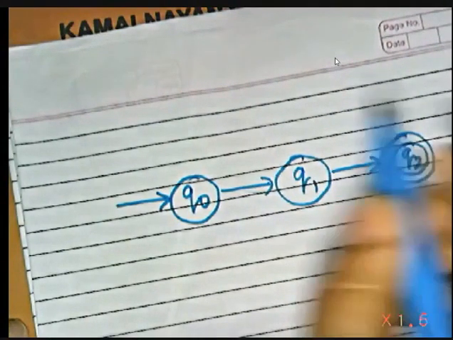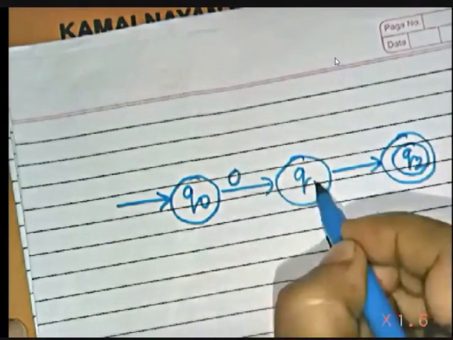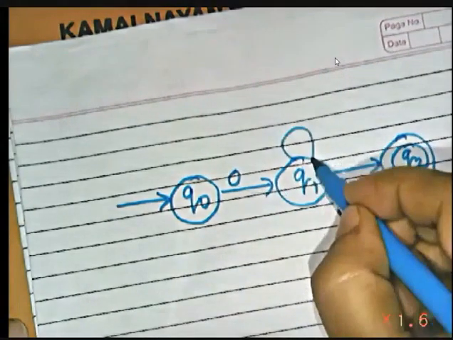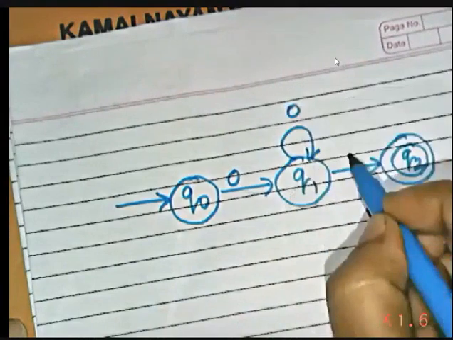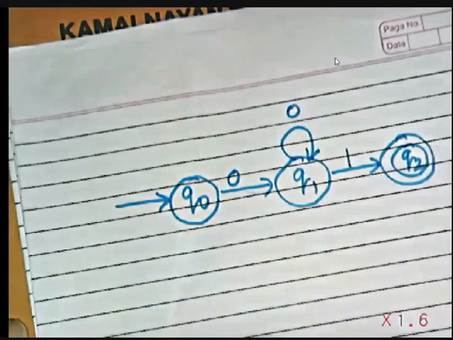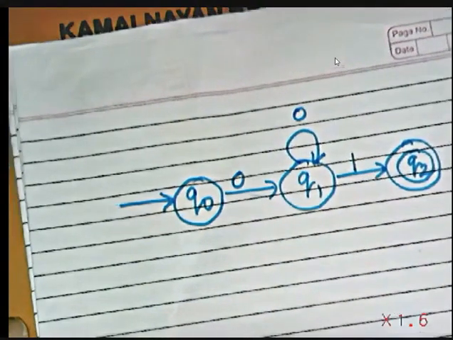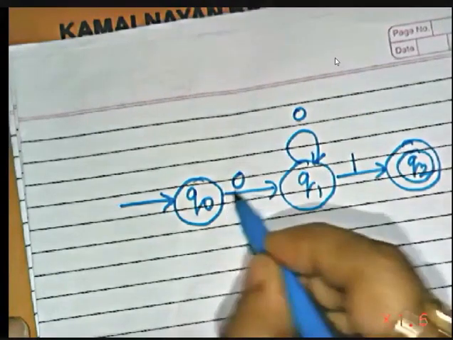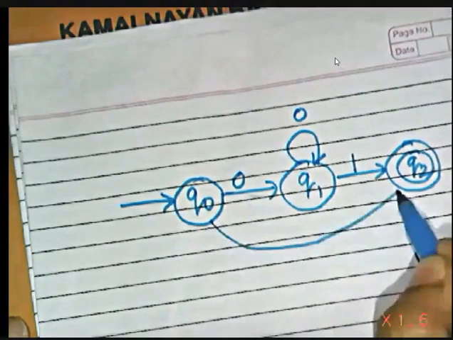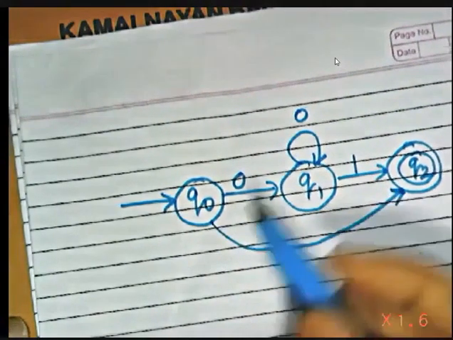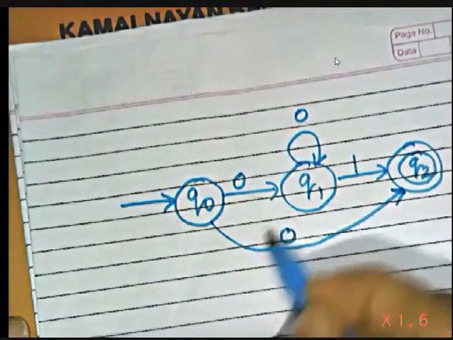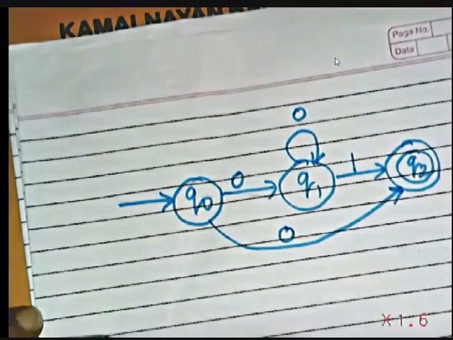Right? So now on 0 it is moving to Q1, on 0 it is moving to itself, on 1 it is moving to Q2. So this is a deterministic finite automata. Now see what I'm doing. I'm adding one more transition like this. What happened? And I am giving here the input as 0.